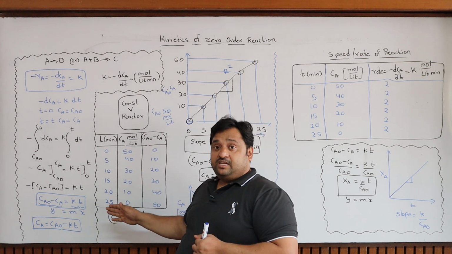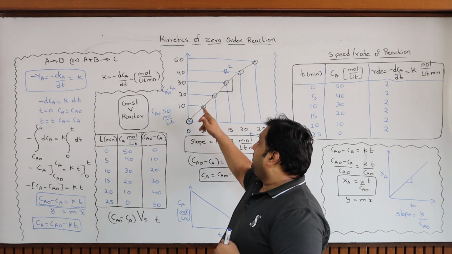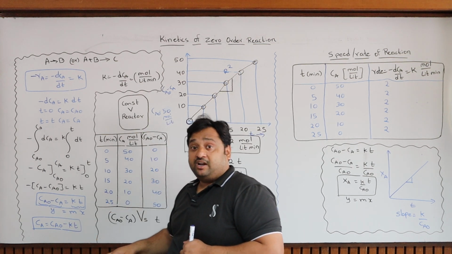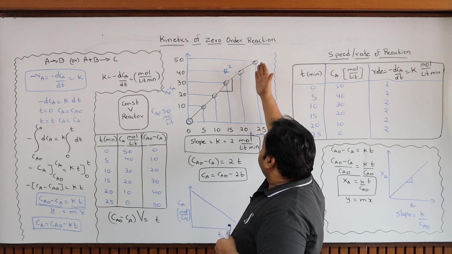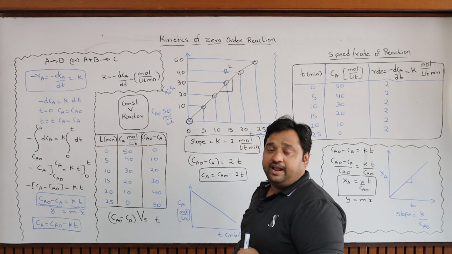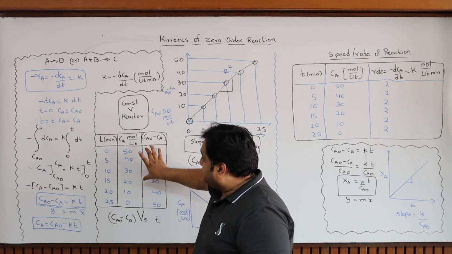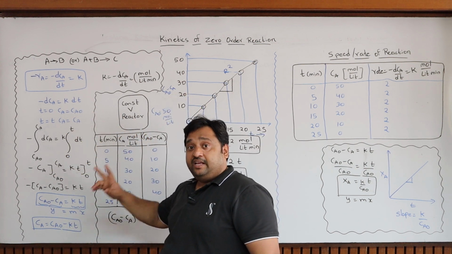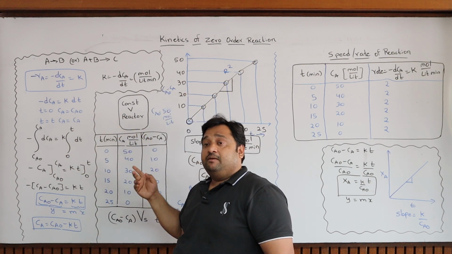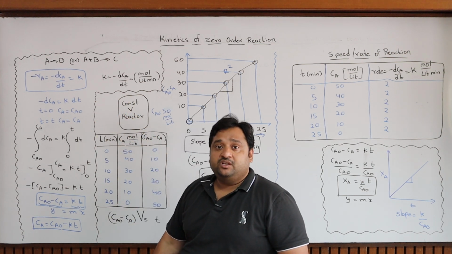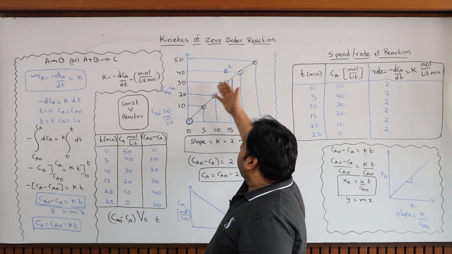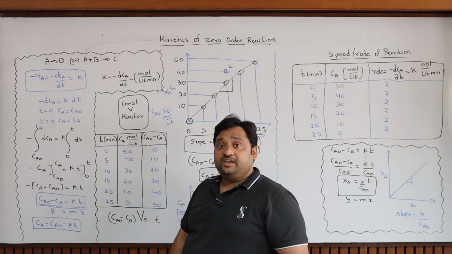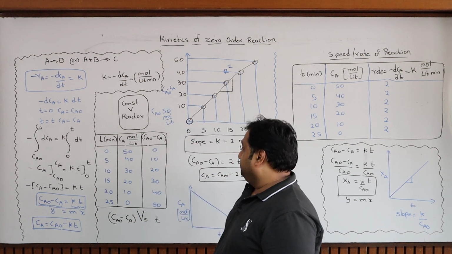Here, it seems to be a straight line, and y equals mx is a straight line. All the points almost lie on this particular line. That means the model I have assumed and the experiments I have conducted are both the same. The model I have assumed is 0 order and the experimental values are also 0 order. This is how the reaction order is found.